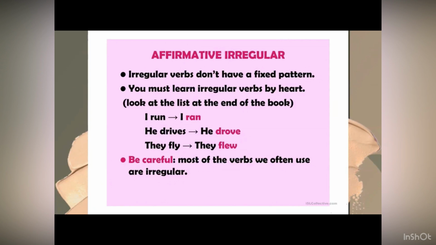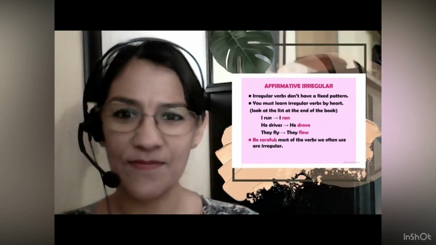Irregular verbs don't have a fixed pattern, so you must learn the irregular verbs by heart. Look at some examples. I ran. He drives, he drove. They fly, they flew. Just be careful because most of the verbs we often use are irregular.